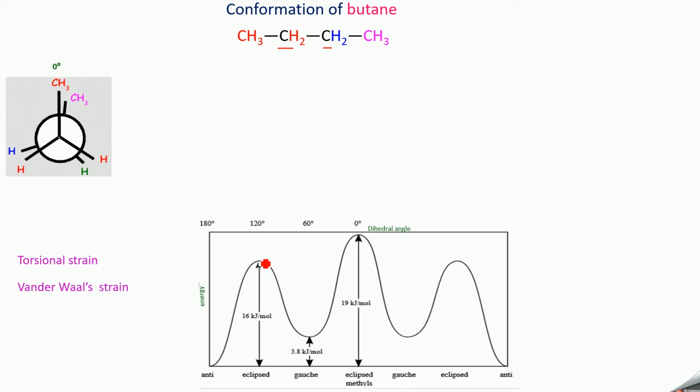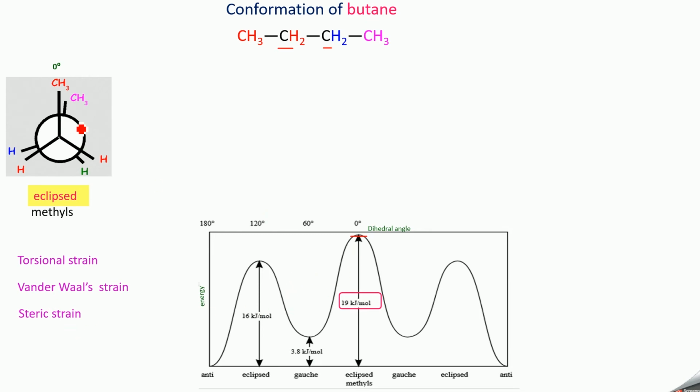When you see the potential energy diagram, at 0 degree we have high potential energy, and this form we call the eclipsed form, which is highly unstable because of these two strains, torsional strain and van der Waals strain. Its potential energy is high. Here the conformational energy is 19 kilojoule per mole. So very high energy. This is because of methyl groups. These methyl groups are bulkier groups. Due to these bulkier groups we have steric strain. So because of this the energy is very high.